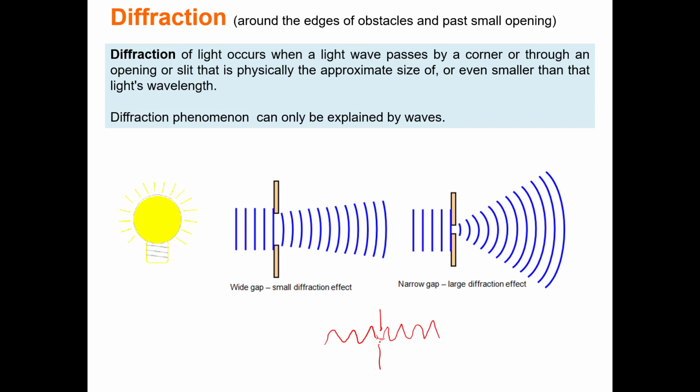If you have some particle, for example a ball, and you have this opening, you cannot pass this ball through this opening. And this is why we can explain this phenomenon only if we consider the light as a wave, like in the case of sound. The same case as sound. Yes, sound can be diffracted.